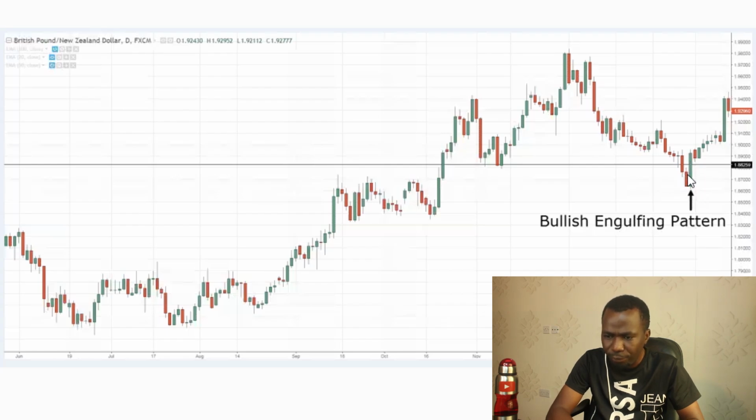It engulfs above this red candle. So this is what we call a bullish engulfing candlestick pattern. Once this green candle closes, you place a buy trade at the close of it, and your stop loss will be below the support level, and then you target the previous high as your take profit. I hope you understand this very well.